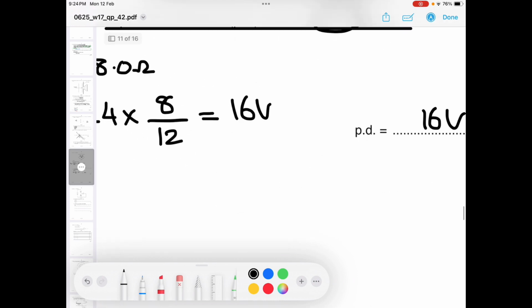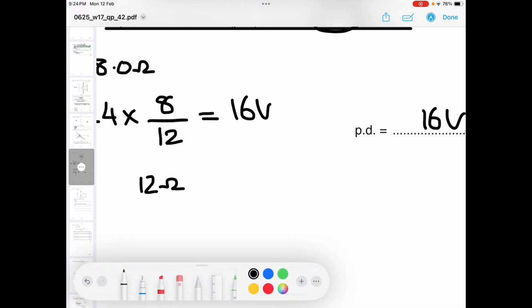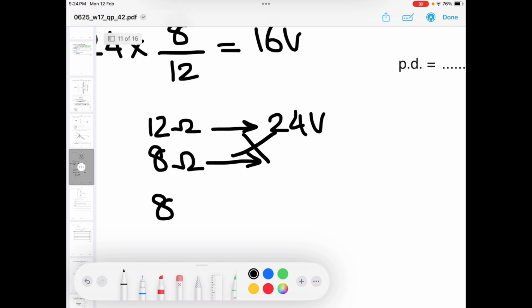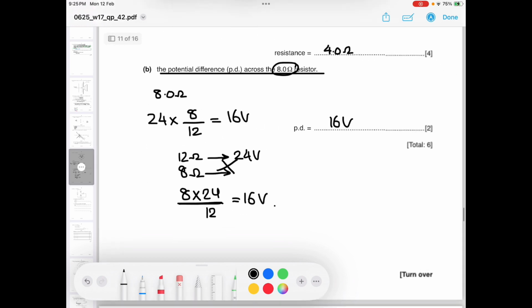If I say that 12 ohms get 24 volts, then how much does an 8 ohm resistor get? Same thing, it's 8 times 24 divided by 12. Same thing, 8 times 24 divided by 12 gives me 16 volts. It's just the working out.